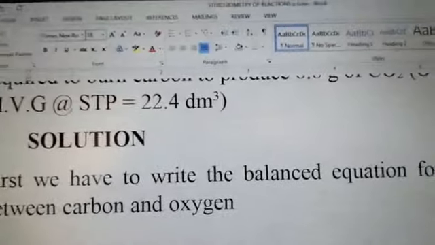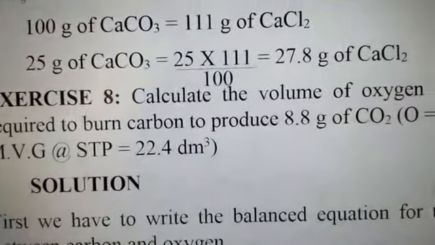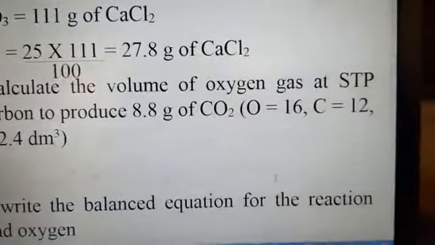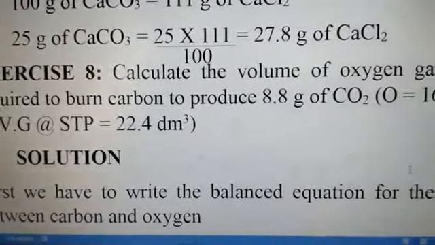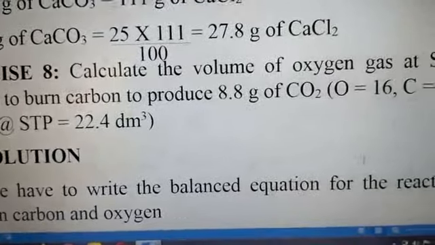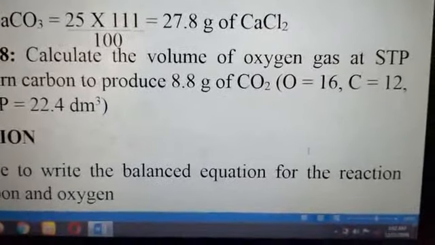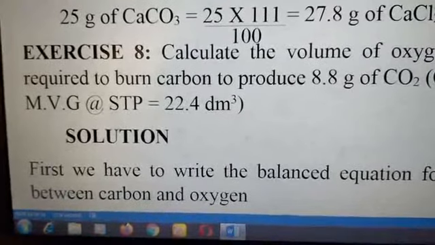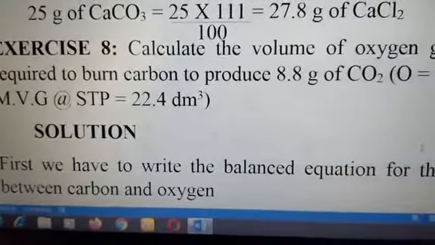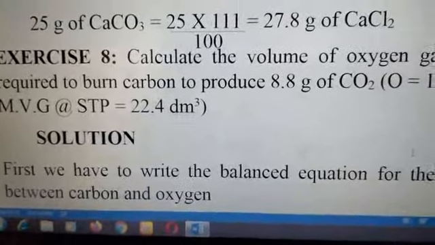We'll now go to exercise 8. Exercise 8 says, calculate the volume of oxygen gas at STP required to burn carbon to produce 8.8 grams of carbon dioxide. Atomic mass of oxygen is 16, carbon 12, and 1 mole of a gas, which is MVG, molar volume of gas at STP. That means 1 mole of a gas occupies this volume, 22.4 dm cube at STP.